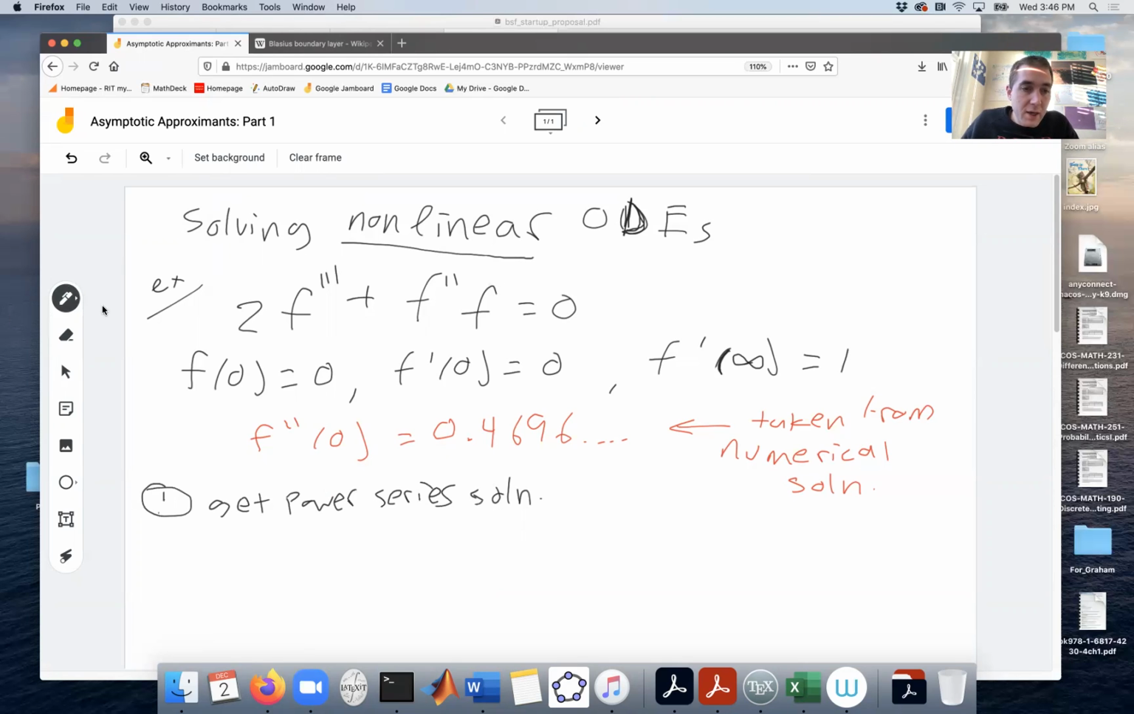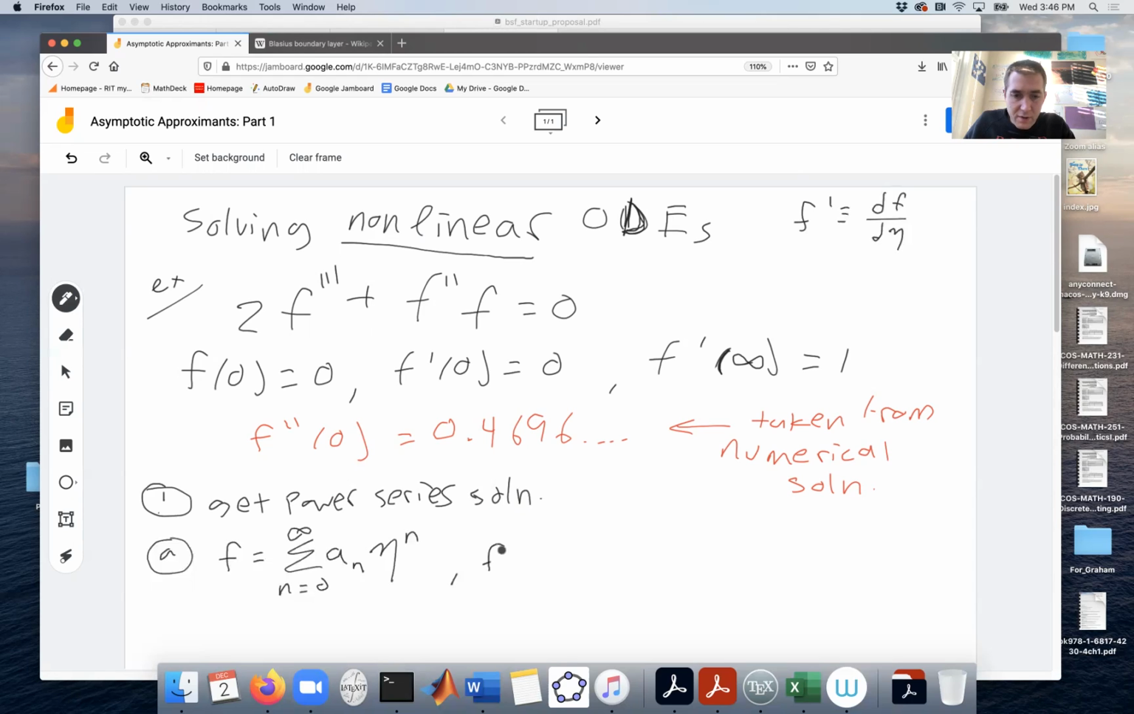Okay, so another thing to note is that the independent variable for this problem is eta. So f prime is df d eta. Okay, so to get the power series solution, the first step is to assume that you have a power series in the independent variable. Okay. And then what do we need? We need the second derivative, we need the third derivative. So let's go ahead and do that.